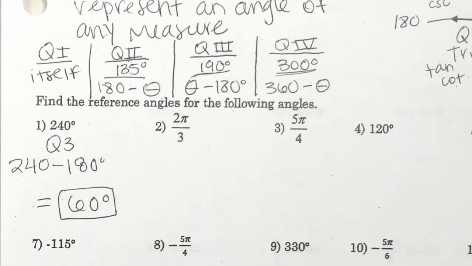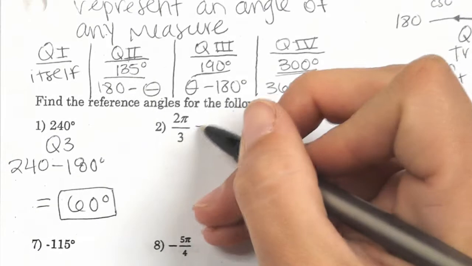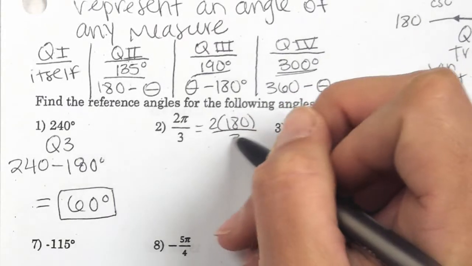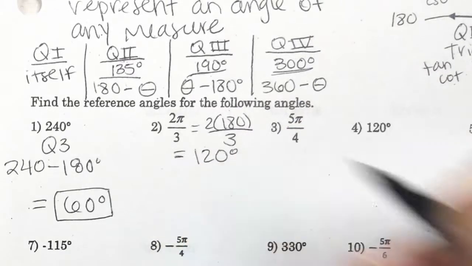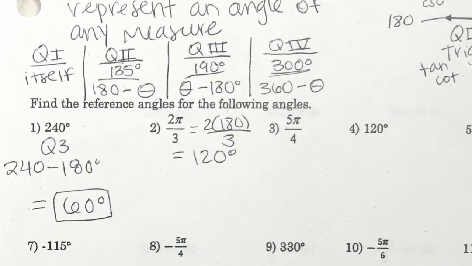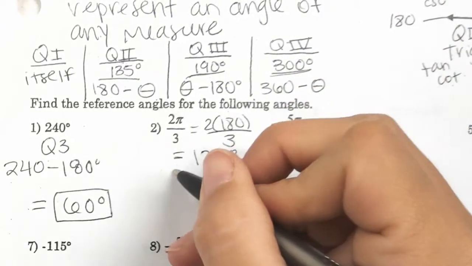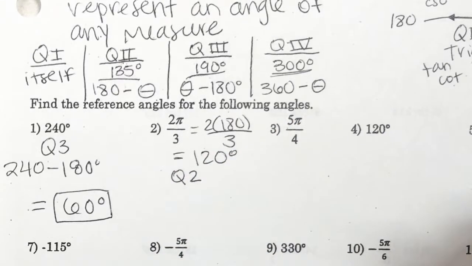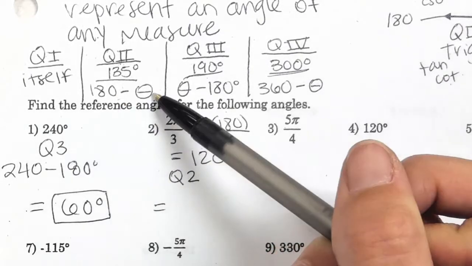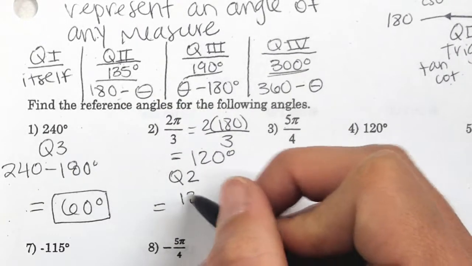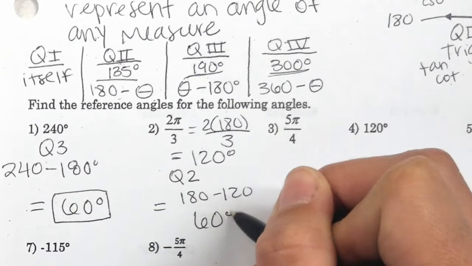Alright, number 2 is a little different because it's in radians. Y'all remember how to turn that to degrees? Good. You multiply 2 times what? And divide by 3. Tell me what you're going to get. Did everybody get 120? Alright, so where is 120? Is it Q1, Q2, Q3, Q4? Very good. Q2. Because it's in between 90 and 180. And so if it's in Q2, we're going to take 180 minus what? 120 and get what? Good. 180 minus 120. So its reference angle is also 60.